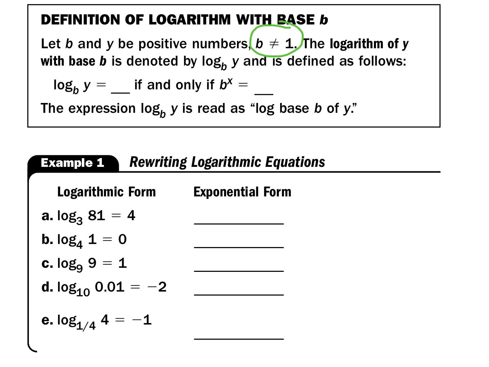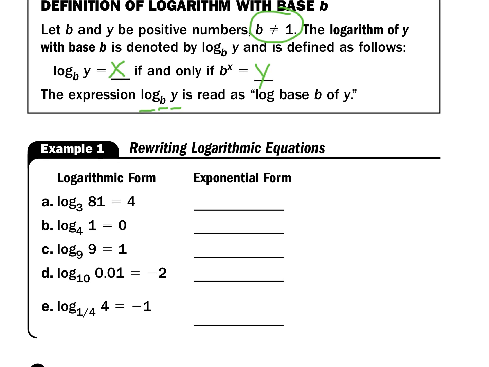Log base b of y is equal to x if and only if b to the x power is equal to y. So b to the x power is equal to y means that the log base b of y is equal to x. So in other words, a logarithm is the inverse of an exponential function. The expression is read log base b of y.